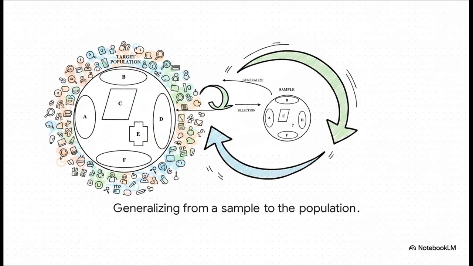We have our massive target population, filled with diverse elements, let's call them A, B, C, D, E, and F. Through a rigorous methodological process called selection, we draw out a much smaller, manageable group. That's our sample. Now, for a lot of researchers, the ultimate goal here is to generalize what we learned from that tiny sample right back to the massive target population. We test the small group to figure out the reality of the big group. It's kind of like a magic trick, but it's pure science.